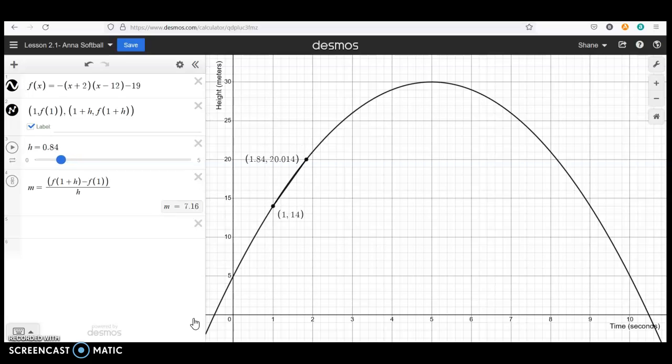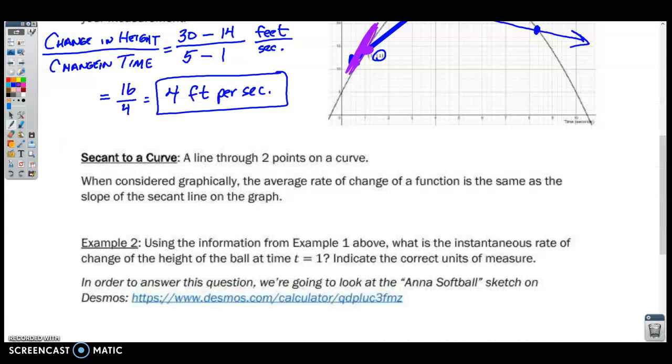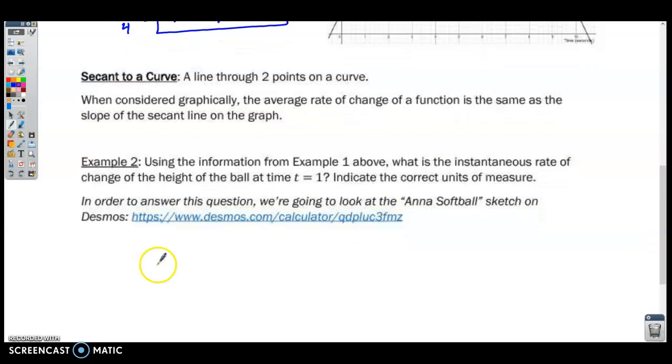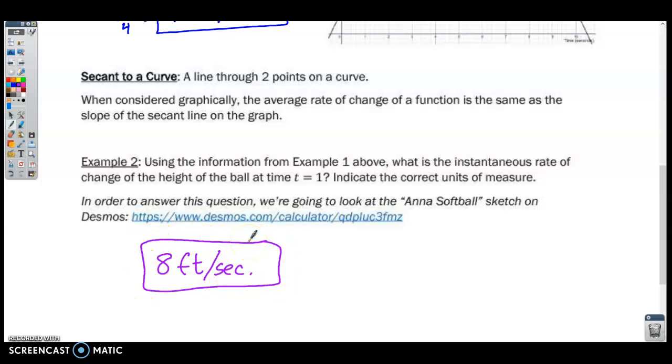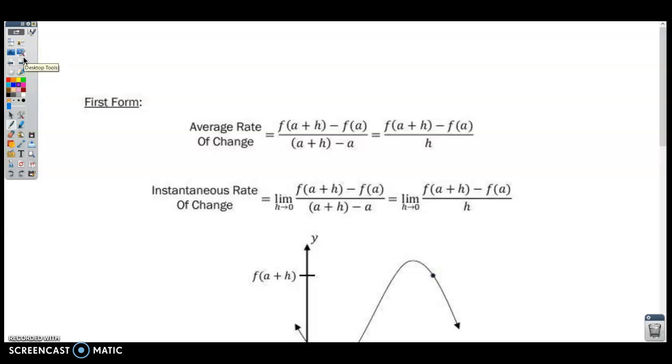This point moves closer and closer, and the limit of this value as one point approaches the other appears to be 8. That's going to be our instantaneous rate of change at time 1. It's going to be 8. And the units are still, just like for average rate of change, feet per second. Okay, let's look at these definitions and how they work.